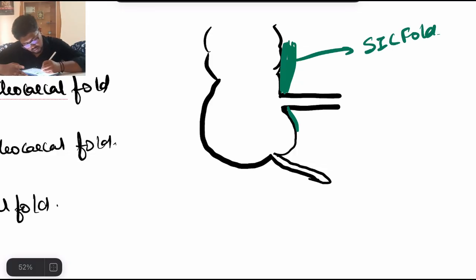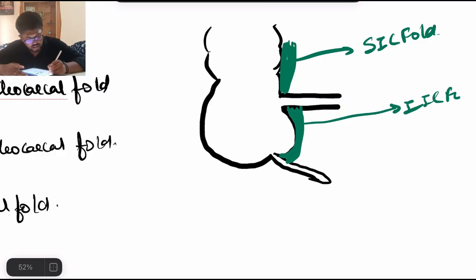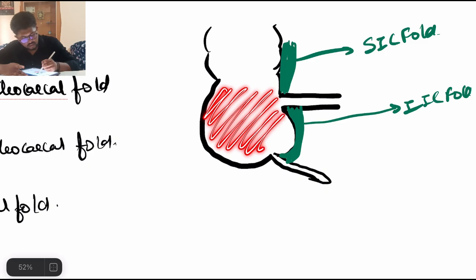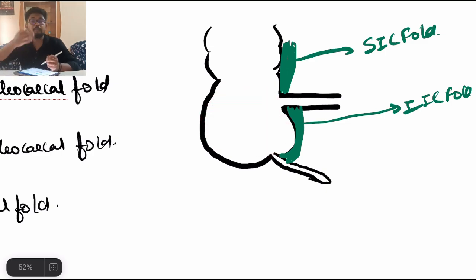And from the terminal ileum to the base of the appendix, one more fold will be present. So this is what? Inferior ileocecal fold. Then behind the cecum, some fold will be present that is called the posterior cecal fold.